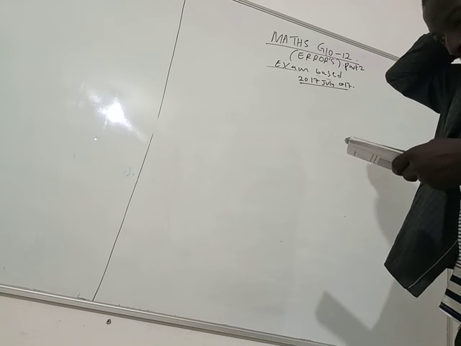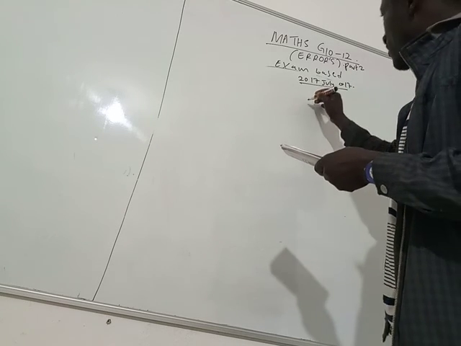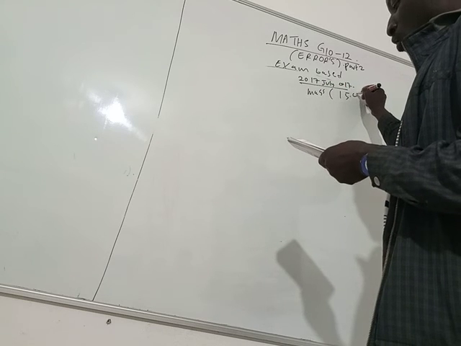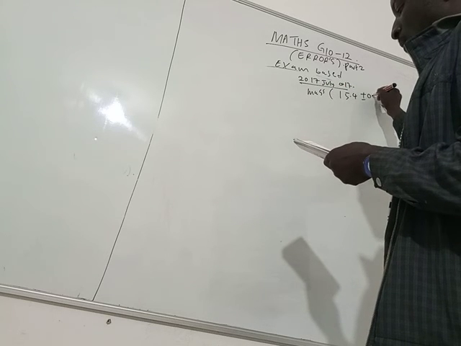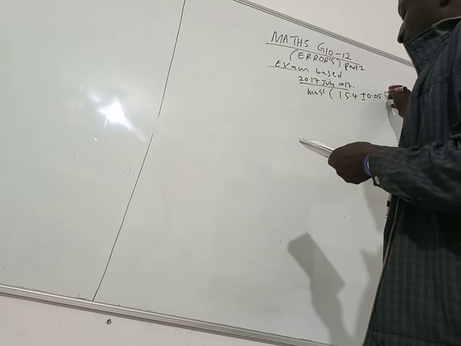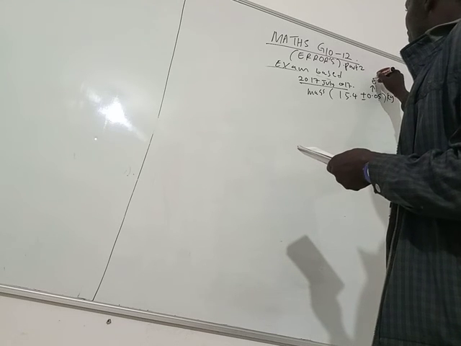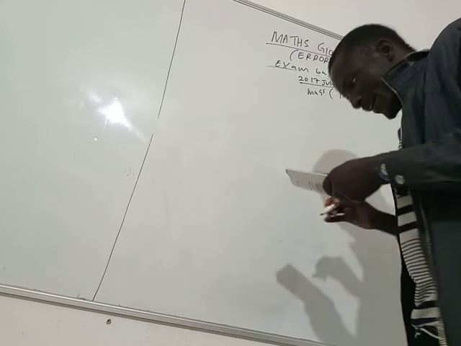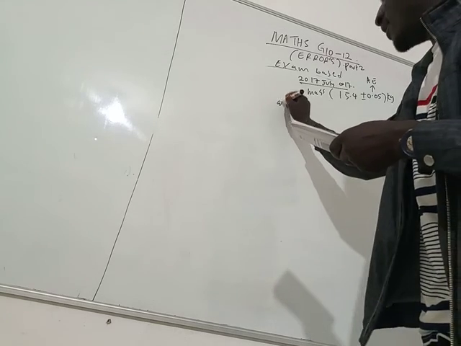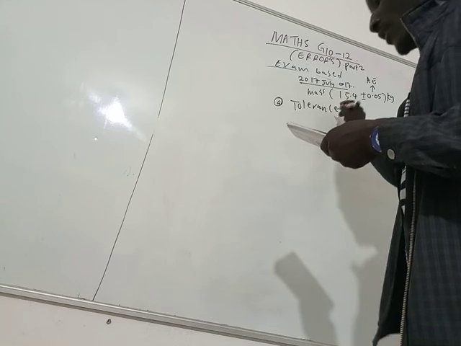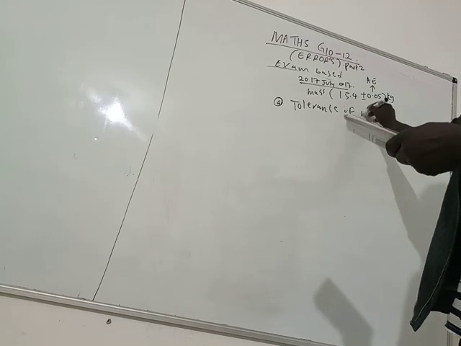They gave a bag of potatoes with mass 15.4 plus or minus 0.05 kg. By the way, this is the error that they've given you, the absolute error. So question A says, find the tolerance of mass.